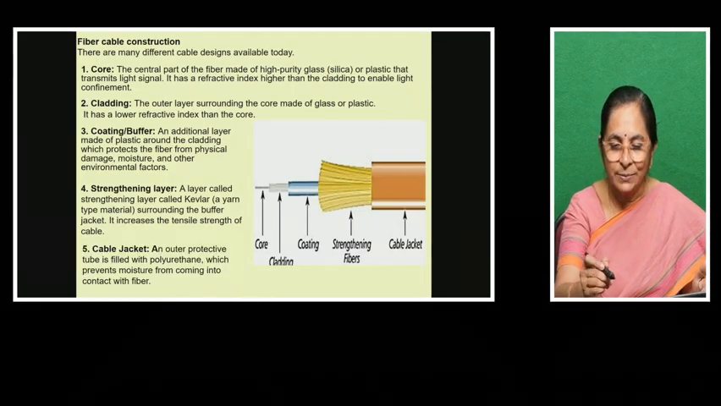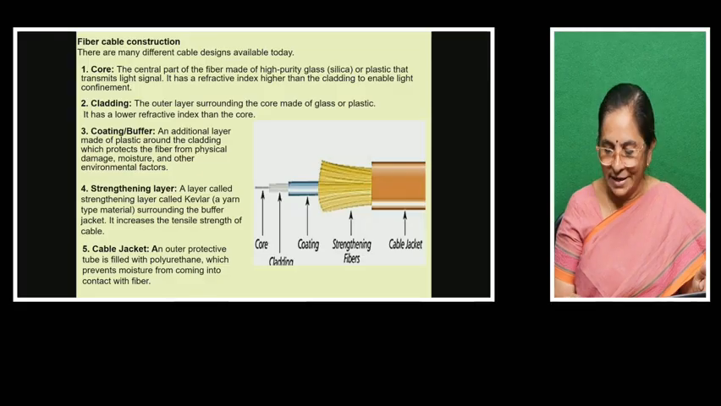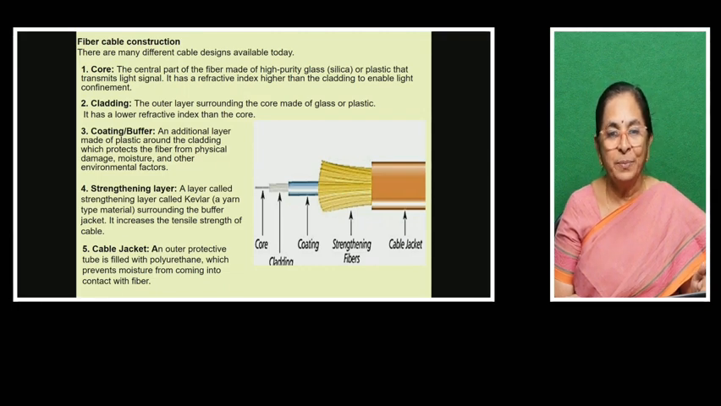Then all this, core, cladding, coating and the strengthening fibers, will be kept inside a jacket. This jacket is the outer protective tube, which is filled with polyurethane, which prevents moisture from entering into the core.